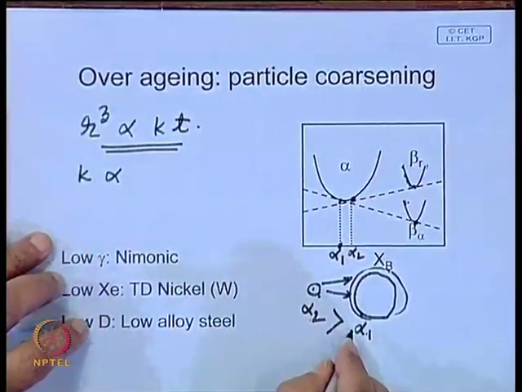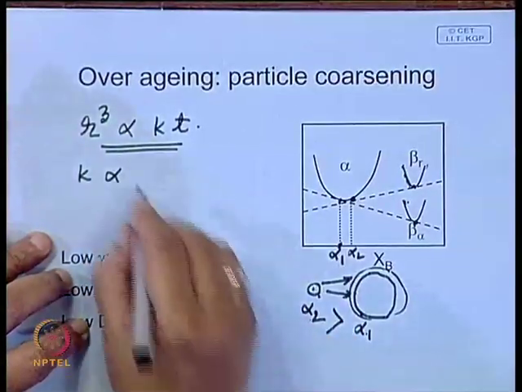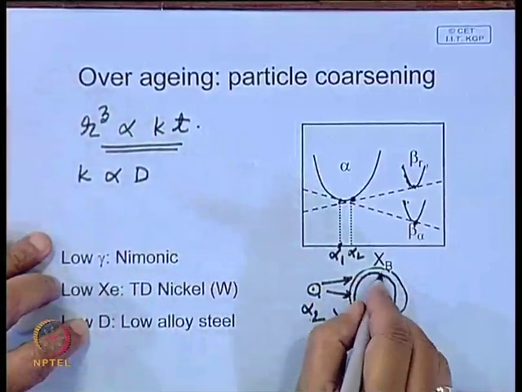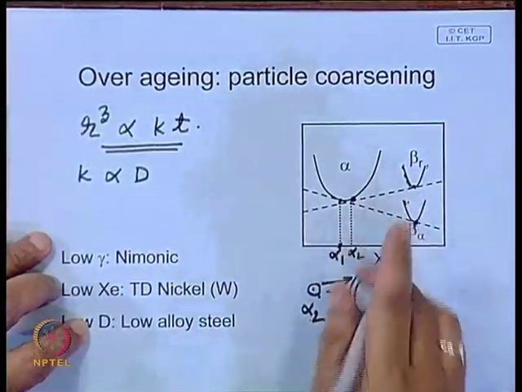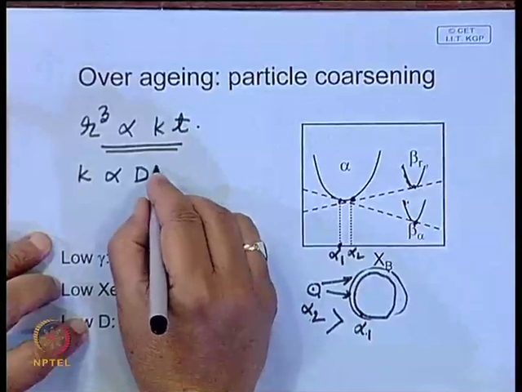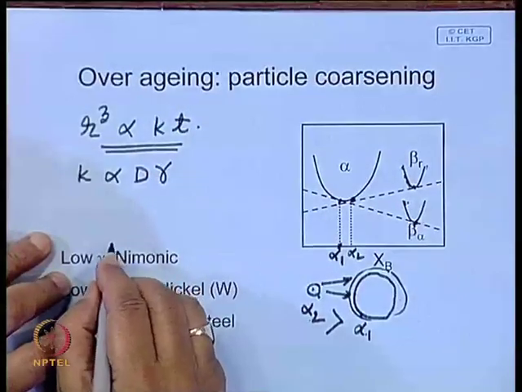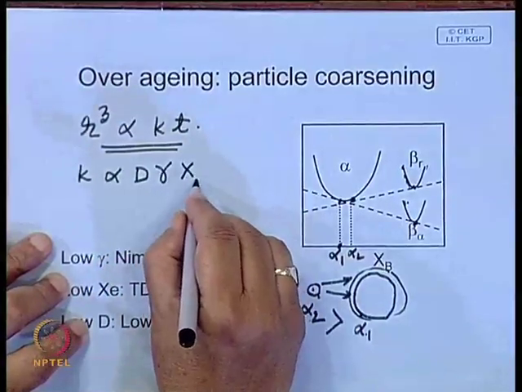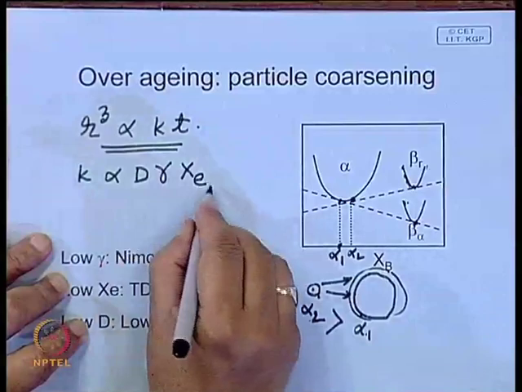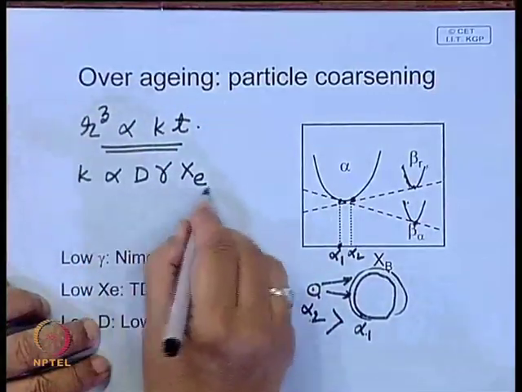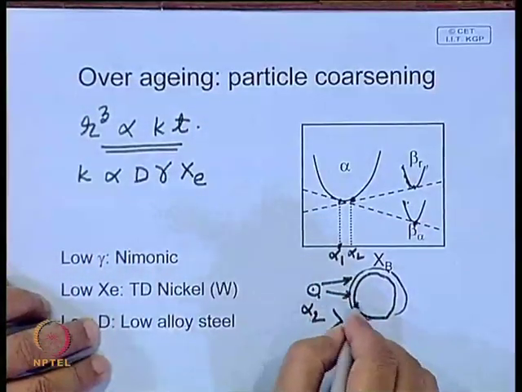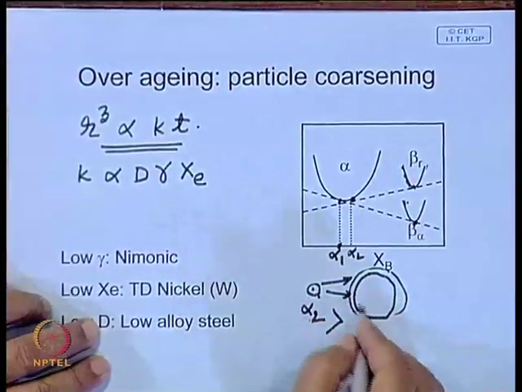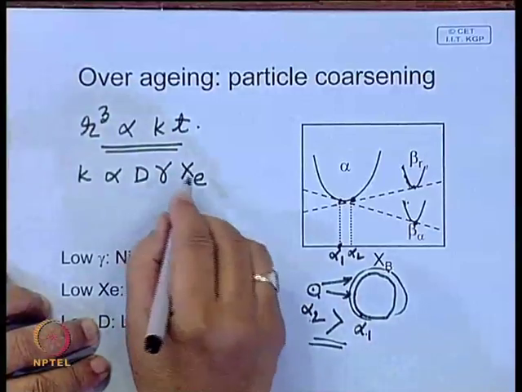Definitely the diffusivity will play one important role. Second is the surface energy, when the precipitates are growing, the net surface energy decreases. So, surface energy is also a driving force, and another important factor is the amount of solute you have, or the equilibrium solubility limit. If this is large, there can be a large concentration gradient.